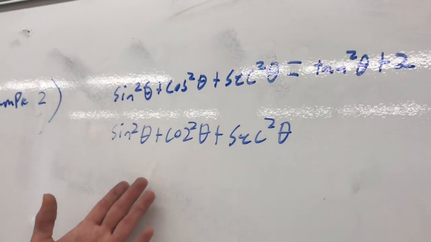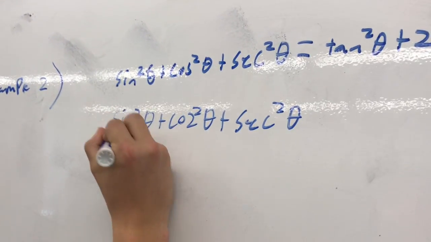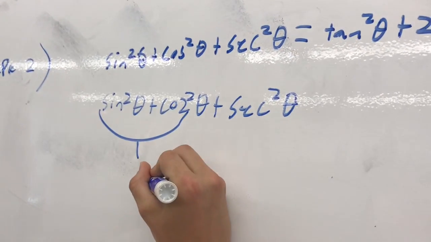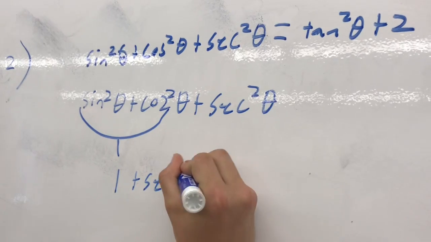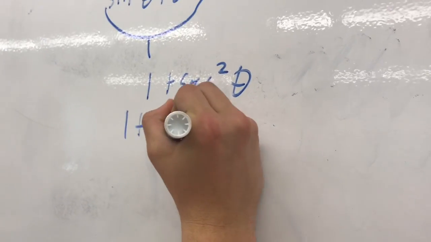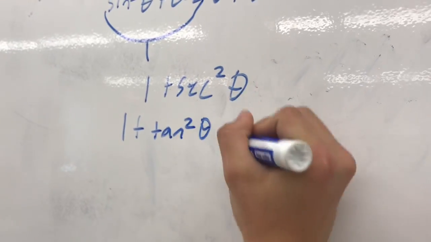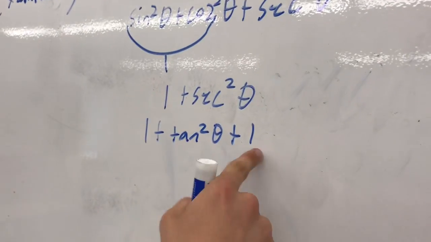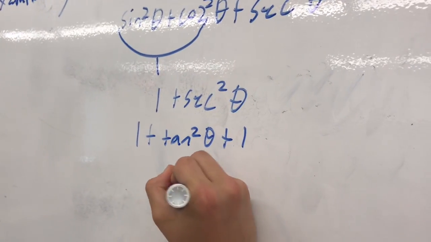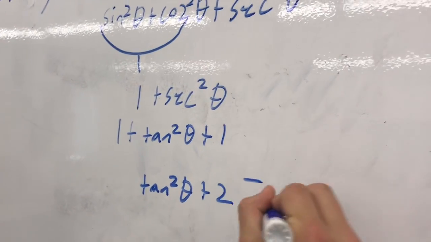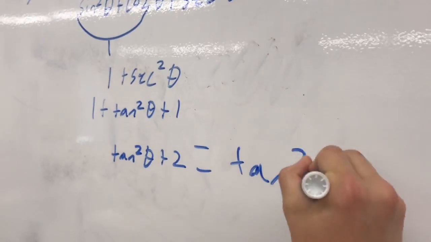All right, so if we look at this right here, that's going to equal 1. So then what we have is 1 plus secant squared of theta, which turns into tangent squared of theta plus 1. And all we got to do is verify to that. So 1 plus 1 equals 2. So we got tangent squared theta plus 2. And now it's verified. Boom.